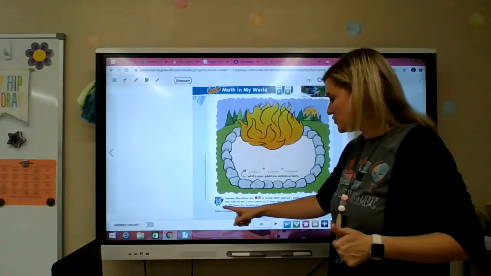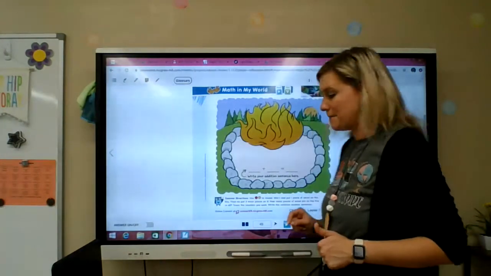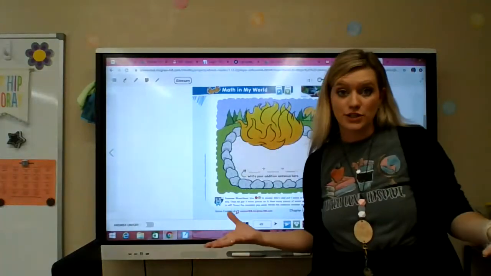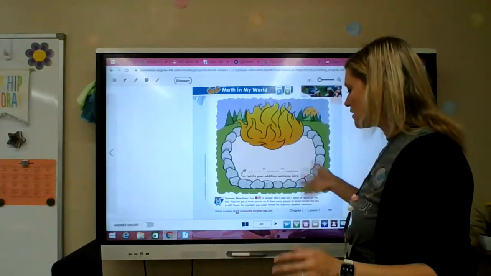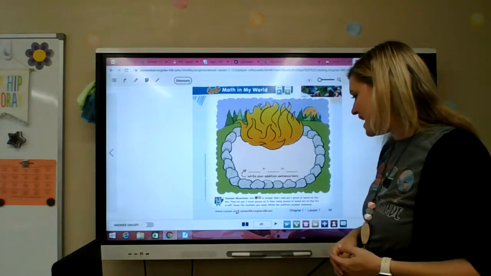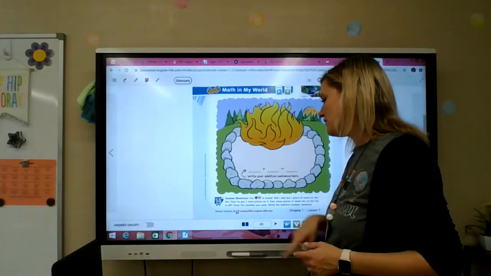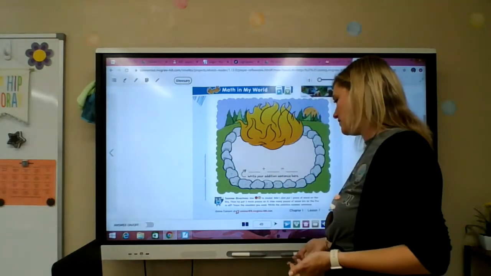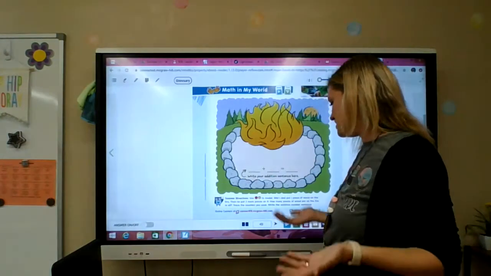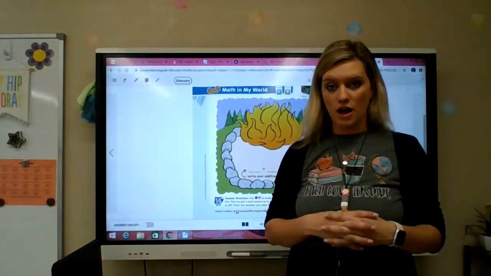I'm going to read the teacher directions by the owl at the bottom. Use counters, which like I said, we can draw them. So we will draw them, to model this problem. Mia's dad put 1 piece of wood on the fire. Then he put 3 more pieces of wood on the fire. How many pieces of wood are on the fire altogether?